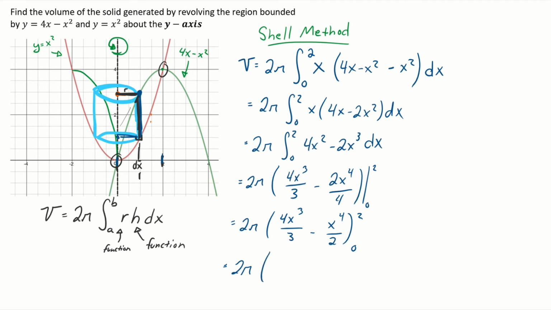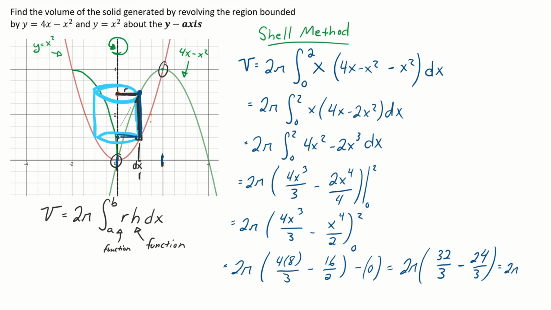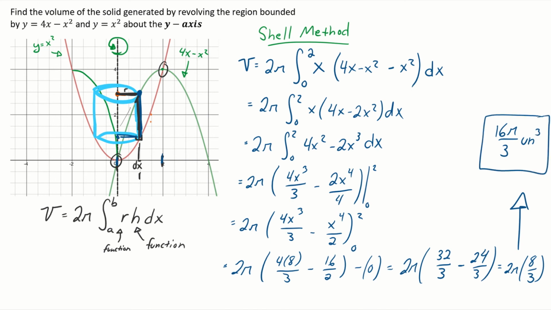So at 2, you get 4 times 8 over 3 minus 2 to the 4th, which is 16 over 2. And then minus, evaluate at 0, in this case is just 0. So now I have 2 pi times 32 over 3, and then 16 over 2 is 8, which is the same as 24 over 3. So I get 2 pi times 8 over 3, and that gives us a volume of 16 pi over 3 units cubed. And we found that volume using the shell method.